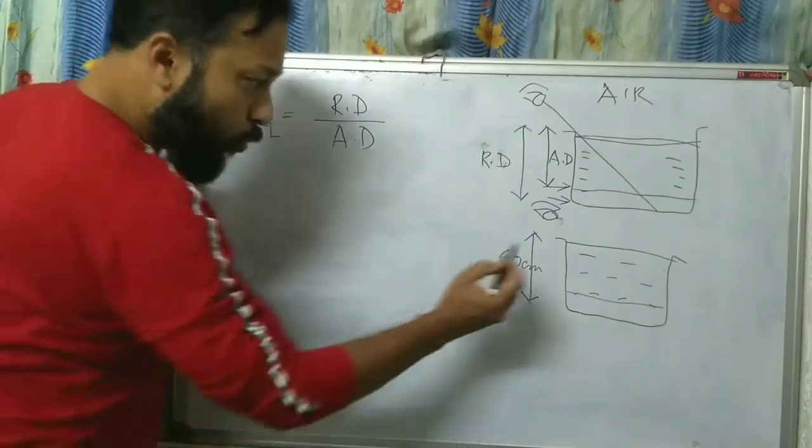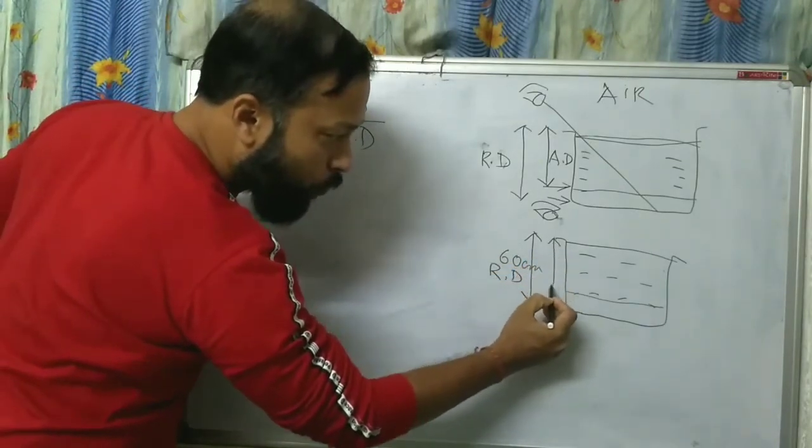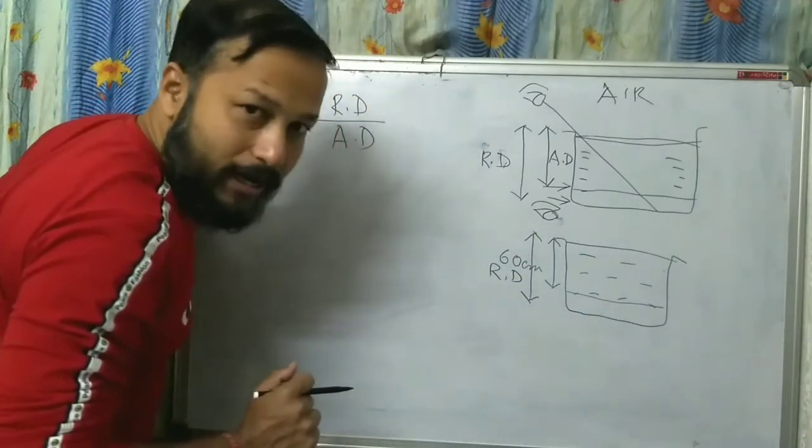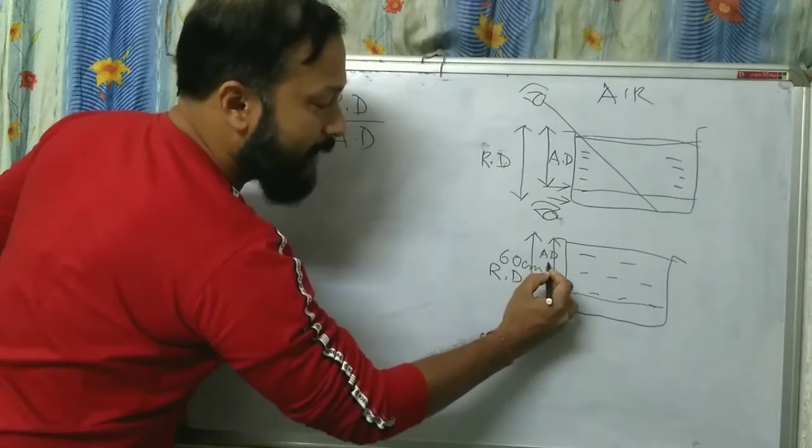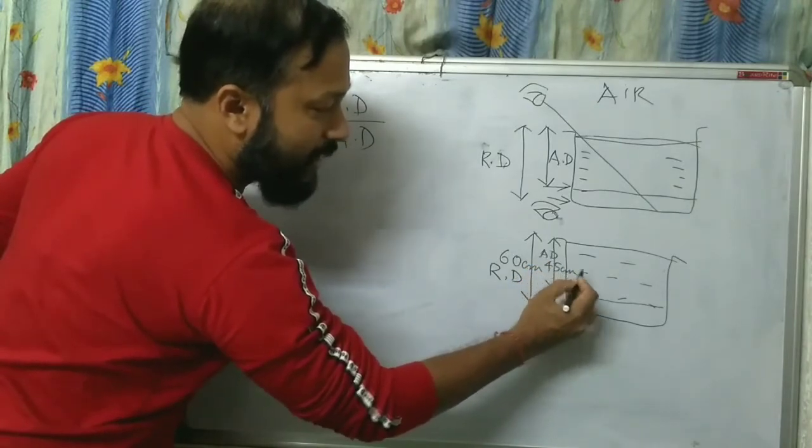So what is this depth now? This is called the apparent depth, AD. Say apparent depth is 45 centimeter.